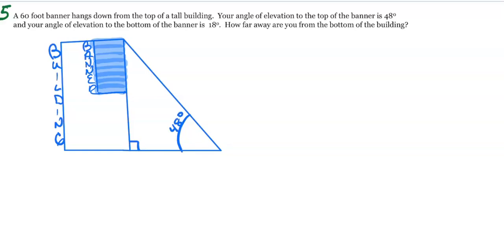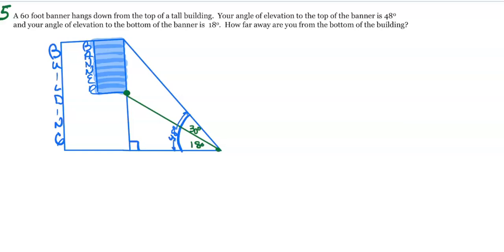Then it says your angle of elevation to the bottom of the banner is 18 degrees. So why don't I grab a different color? And I'm going to go from here, the bottom of the banner, back to here. So that means that this has to be a straight line going right there. And that angle of elevation is only 18 degrees. So this is 18 degrees. And therefore, we can make sure that we know the other piece will be 30 degrees. Okay, let me just write this in blue. So this blue angle right here, that whole blue is 48 degrees, okay, from here to here.